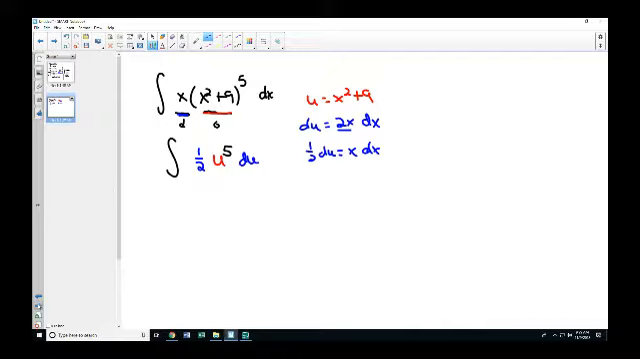All right, what do we got? u to the 6 divided by 6. 6 times 2 is 12, right? Sure. You okay with that? Yeah. And then plus C. And it's indefinite, so we have to plug in x squared plus 9 again.